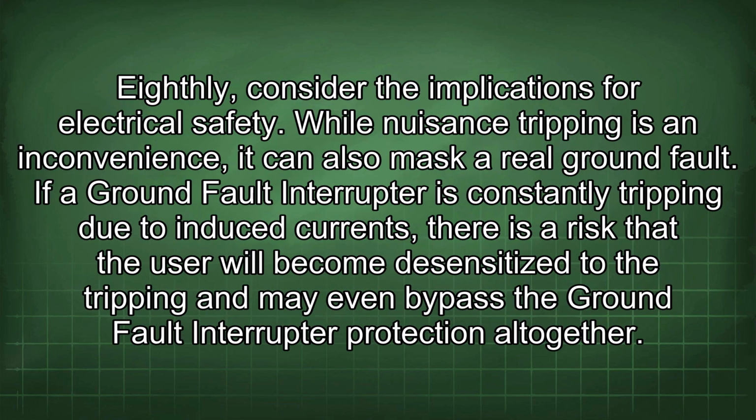Eighthly, consider the implications for electrical safety. While nuisance tripping is an inconvenience, it can also mask a real ground fault. If a ground fault interrupter is constantly tripping due to induced currents, there is a risk that the user will become desensitized to the tripping and may even bypass the ground fault interrupter protection altogether.